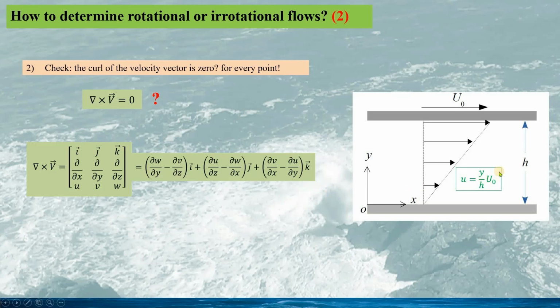And if we look at the same example, the Couette flow, from the solution we can see only one velocity gradient, u with regard to y, is non-zero. So we can see all the other terms would be 0, and the result of the curl of the velocity vector would be given as this. Obviously, the curl of the velocity vector is non-zero. Therefore, we can say the Couette flow is a rotational flow.